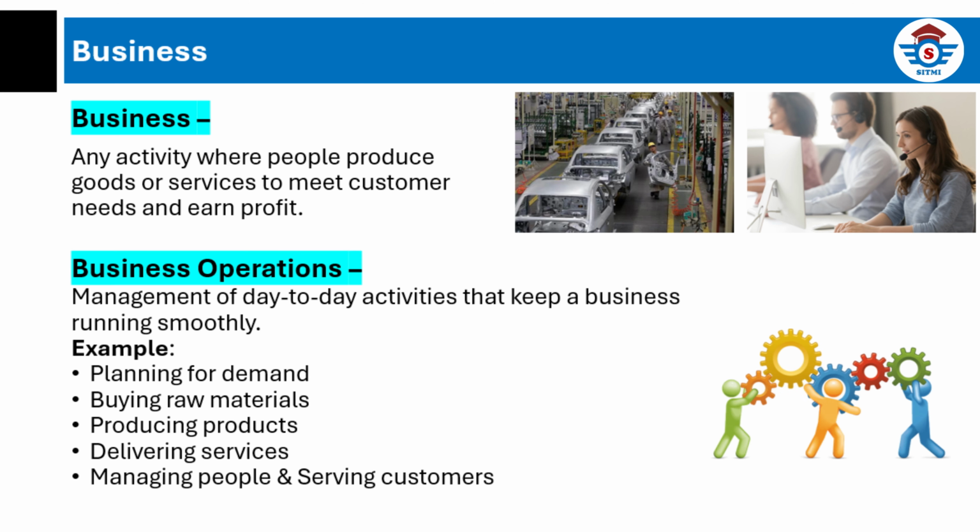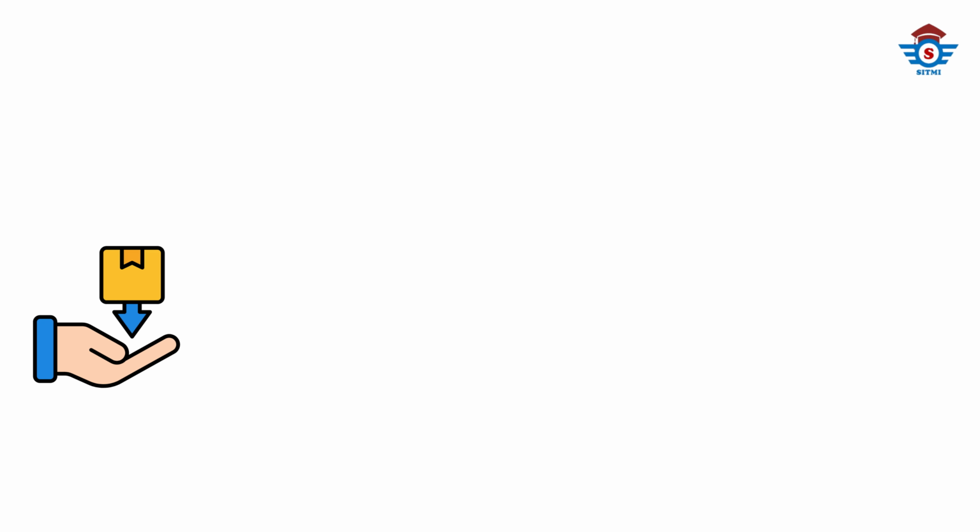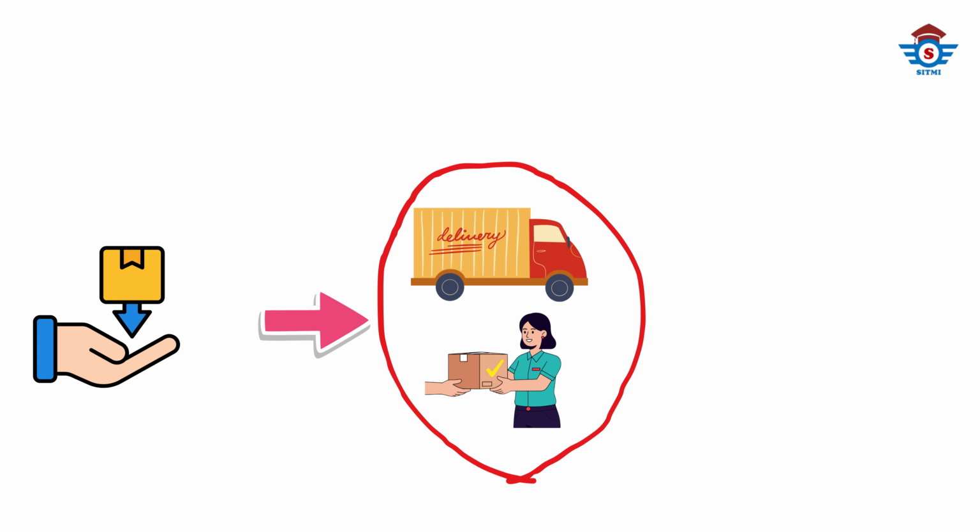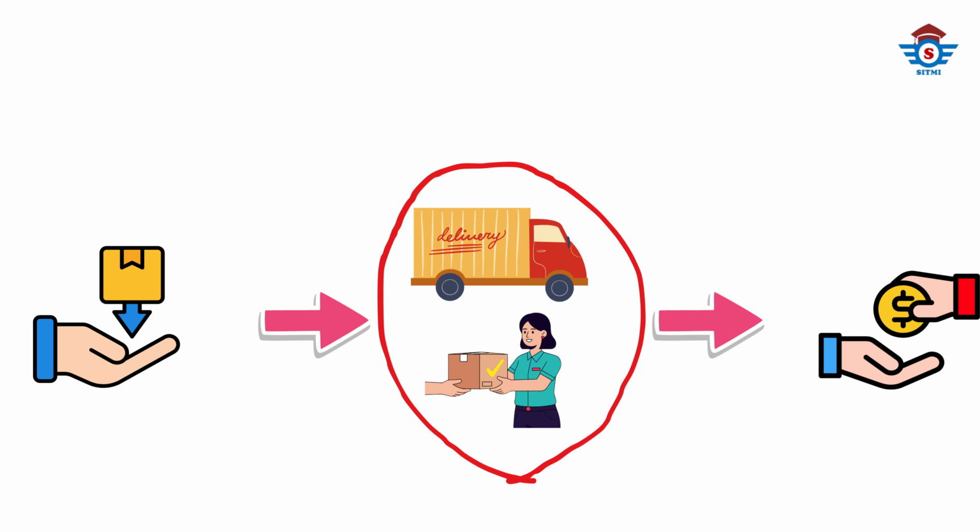Now let's talk about business operations, which simply means the daily activities that keep a business running smoothly, such as planning for demand, buying raw materials, producing products, delivering services, managing people, and serving customers. For example, when a company receives an order, they process it and try to deliver it on time, and finally they collect payments. All these steps together form business operations.